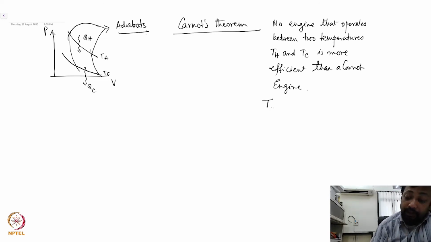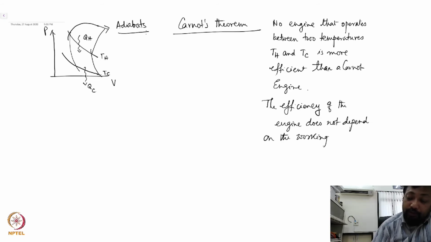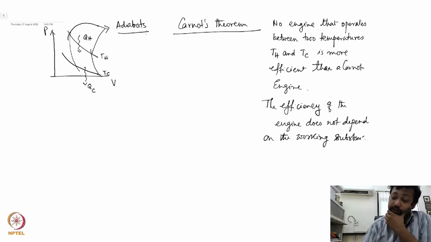Number one, the efficiency of the engine does not depend on the working substance. So you might as well do it with a magnetic substance instead of working with the ideal gas. Essentially what you will have is the same efficiency if your temperatures TH and TC remain the same. So once I have that, let's see if I can prove it.